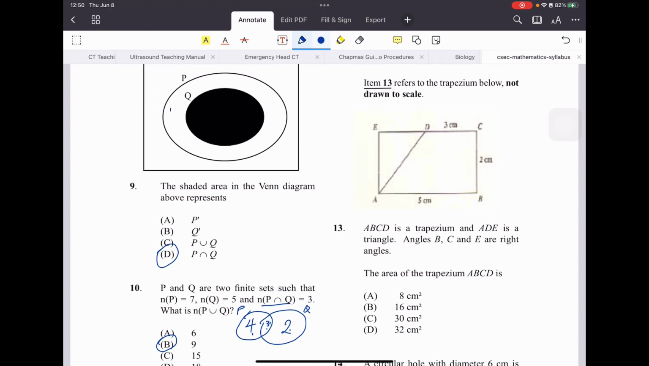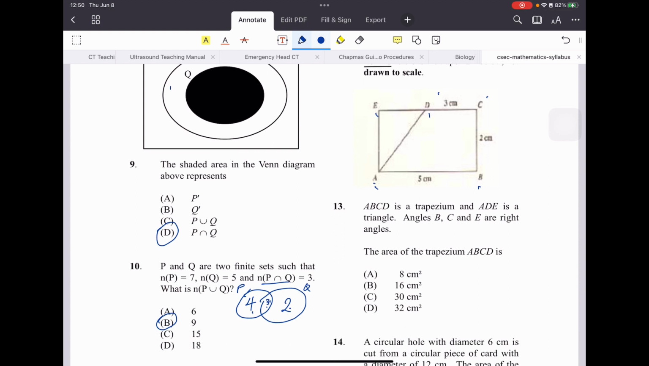Right. This trapezium is not drawn to scale. So ABCD is the trapezium, and ADE is a triangle. Okay.